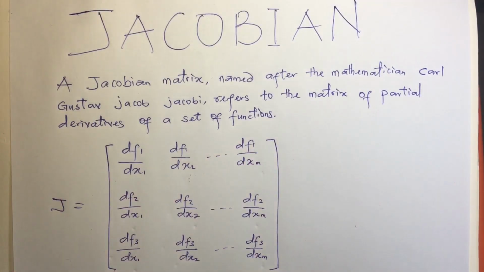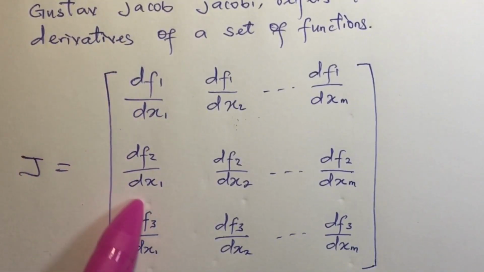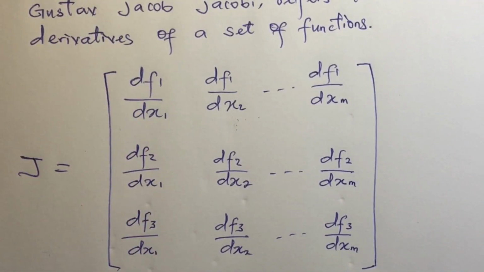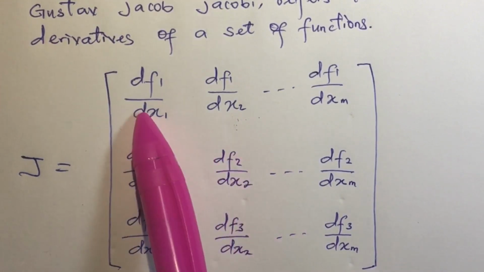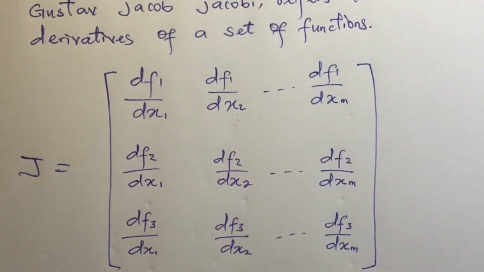From what we have discussed so far, a Jacobian can be represented in this form. From what we have here, f1, f2, and f3 are functions having the variables x1, x2 down to xm.